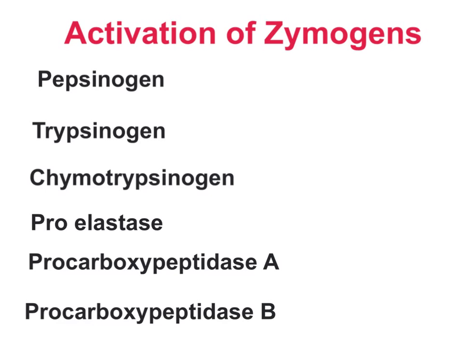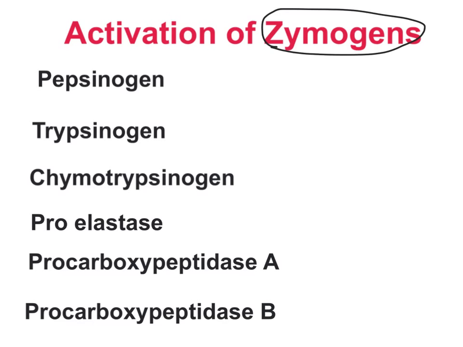One special feature of protein digestion in our body, compared to carbohydrate and lipid digestion, is that carbohydrate digestive enzymes and lipid digestive enzymes are already in their active form, whereas protein digestive enzymes are available in inactive forms called zymogens. Protein digestive enzymes come in as zymogens and need to be activated. Zymogen activation needs a specific chemical or protein molecule. So let's understand how the zymogens are activated.